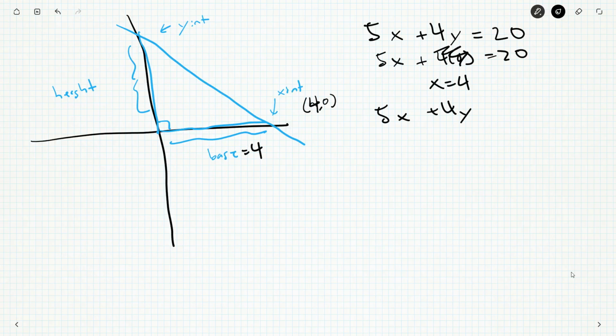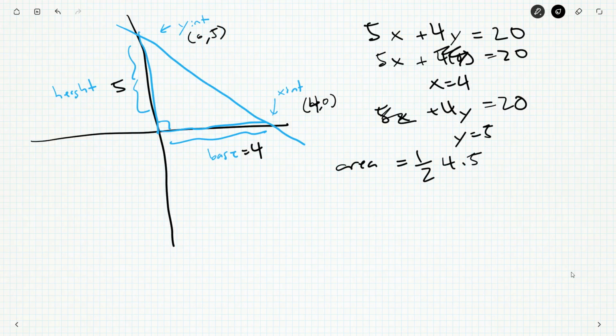Similarly, to get the y-intercept, we let x be 0. We get 4y is equal to 20, y is equal to 5. So our y-intercept is 0, 5, and that means the height here is 5. The area using the triangle formula, 1/2 times 4 times 5, 1/2 of 20, is going to be 10. So that's the area that is enclosed by the x-axis, the y-axis, and the given line.